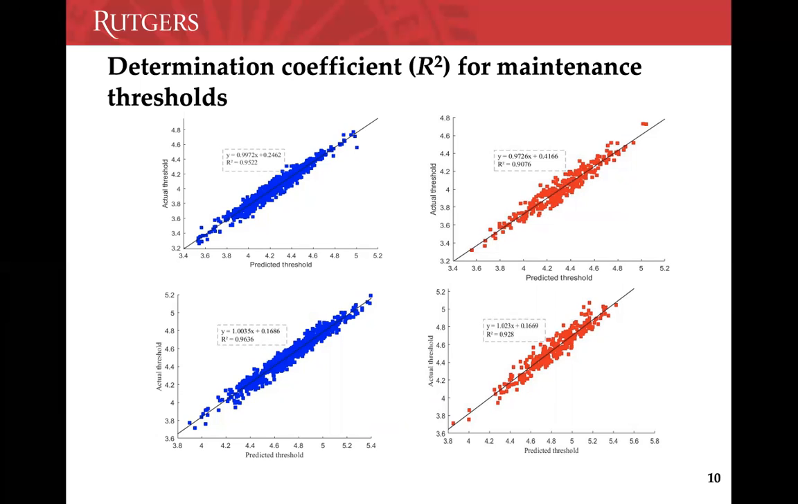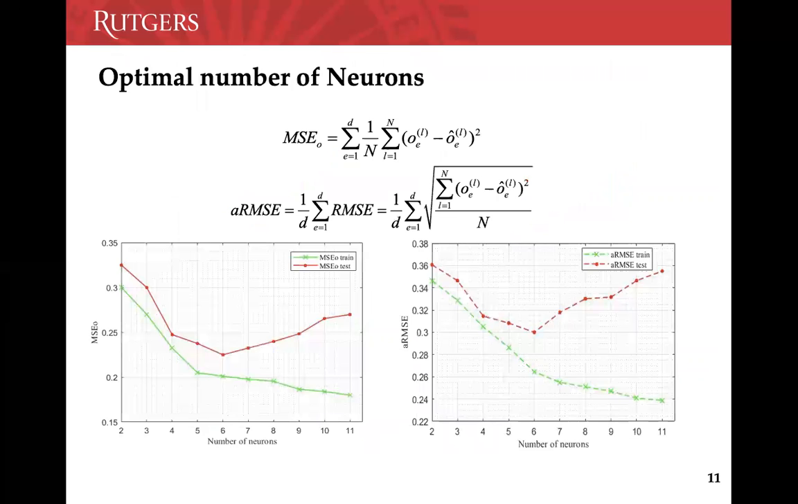Or in other words, I can conclude that neural network is a good alternative method for the maintenance problem. I also did one analysis for the optimal number of neurons in each layer of the neural network. I consider two error measurements, MSE and average RMSE.